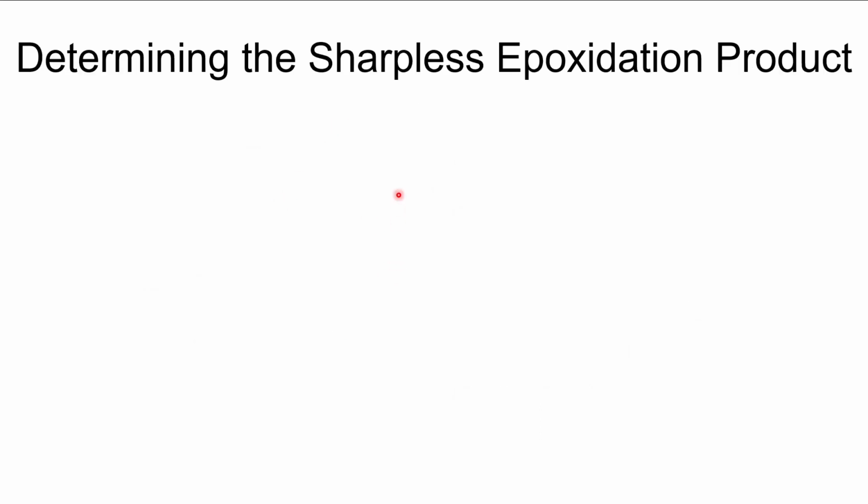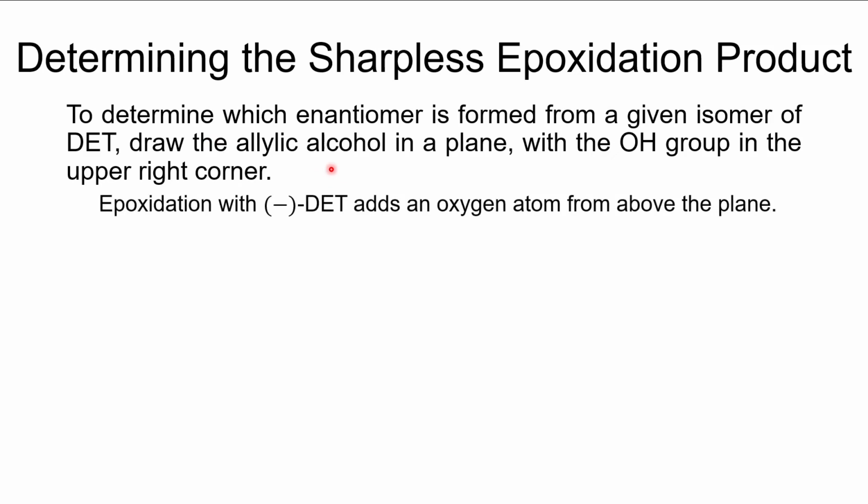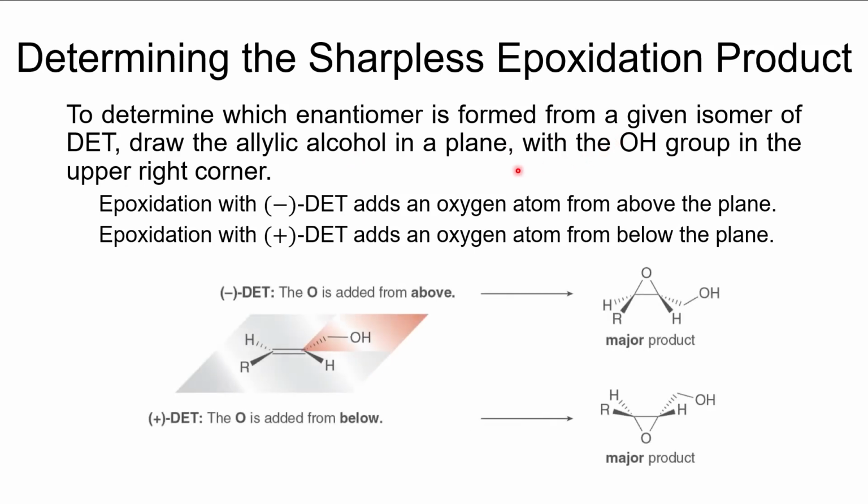To determine which Sharpless epoxidation product you're going to get, it's best to draw the allylic alcohol in a plane, and I will show you how that works. With the OH in the upper right corner, so you can imagine it in a corner. I don't particularly like this drawing. I'm going to show you a different drawing in a moment. But in the upper right-hand corner, you have the CH2OH, and the minus DET will add the epoxide on the top side of this, and the plus DET will add it on the bottom side of that.